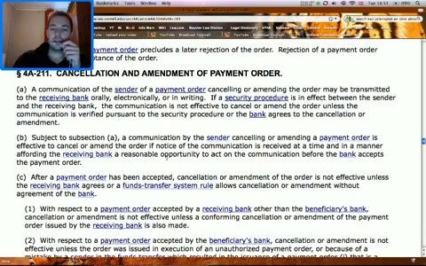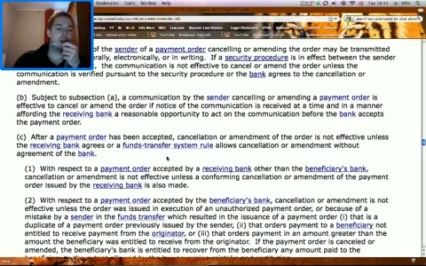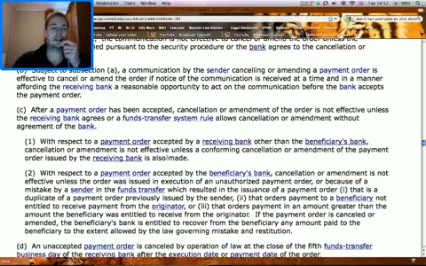If a security procedure is in effect between the sender and the receiving bank, the communication is not effective to cancel or amend the order unless the communication is verified pursuant to the security procedure or the bank agrees to the cancellation or amendment. Subject to subsection A, a communication by the sender cancelling or amending a payment order is effective to cancel or amend the order if notice of the communication is received at the time and in a manner affording the receiving bank a reasonable opportunity to act on the communication before the bank accepts the payment order.